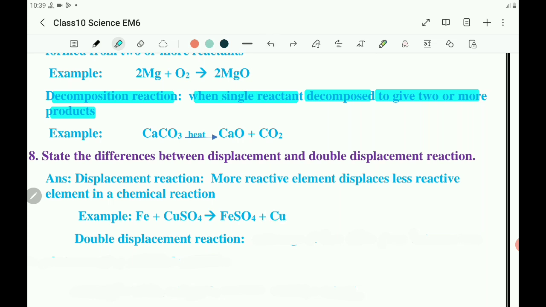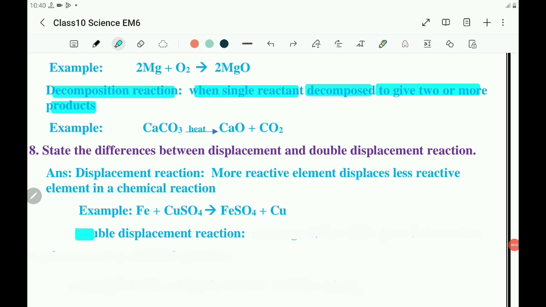Here what is displaced by what? Fe displaces copper from the copper sulfate, and the new compound here is FeSO4, and the element produced is copper. So this is an example for the displacement reaction.